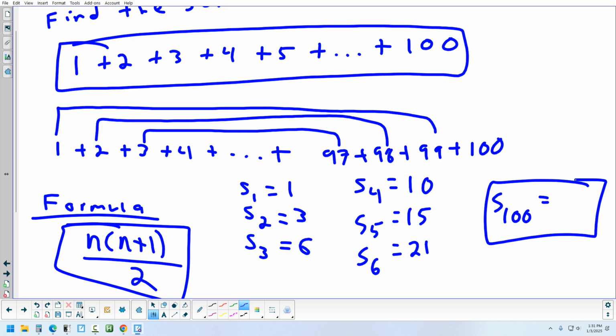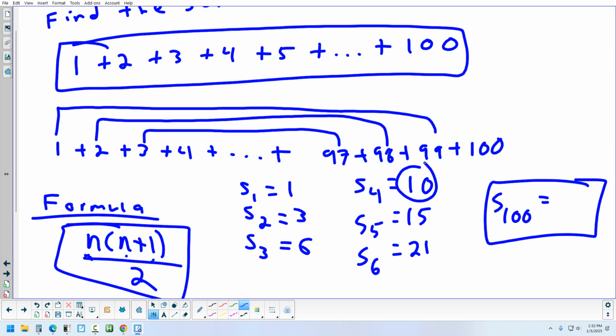Let's check our formula and see if it works. What I'm saying is if you want to add up the first 4 and you plug a 4 into this formula, you should get 10. Let's see what happens. What's 4 plus 1? 5. What's 5 times 4? 20. And what's 20 divided by 2? 10. So this formula automatically gave you that number.